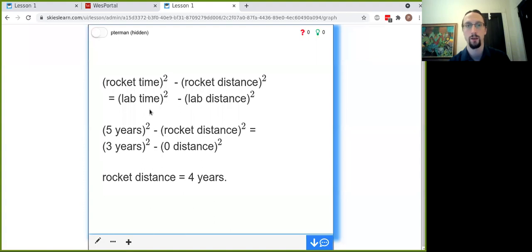And here you have it written out. We've got 5 years, 3 years, squared, squared. That means that our rocket distance is going to be 4 years. And that's 4 years in our distance time metric, right?